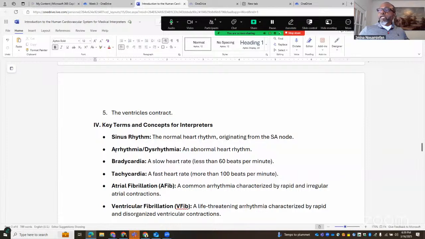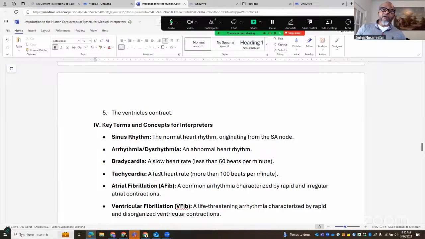So when you talk about arrhythmia, it's an abnormal heart rhythm. I'm sure you might have seen adverts on TV, maybe not, if you watch American TV, for something called atrial fibrillation. Anyway, arrhythmia or dysrhythmia is abnormal heart rhythm. Bradycardia is a slow heart rate, less than 60 beats per minute. Tachycardia means a fast heart rate, more than 100 beats per minute.